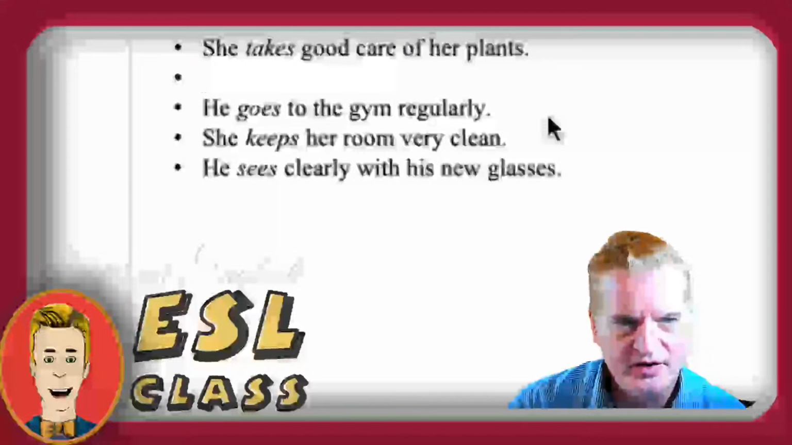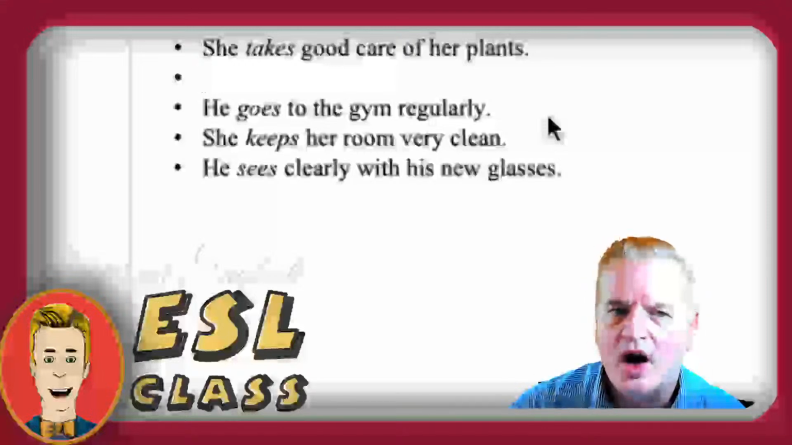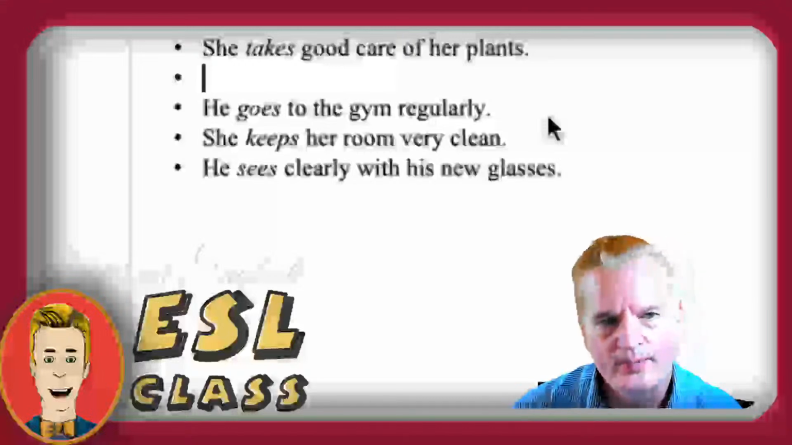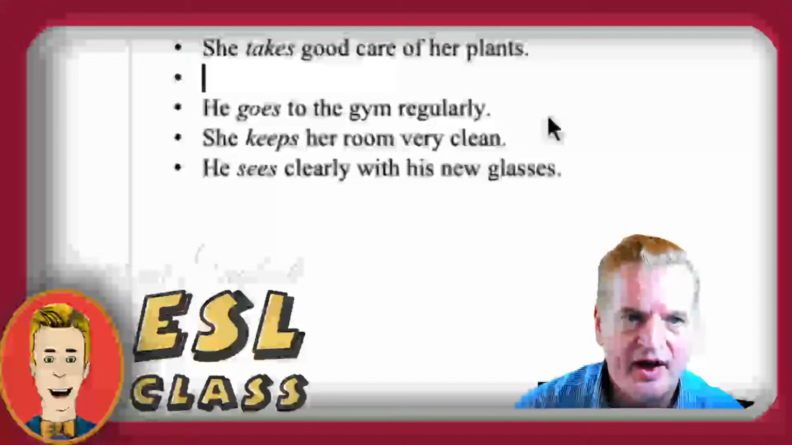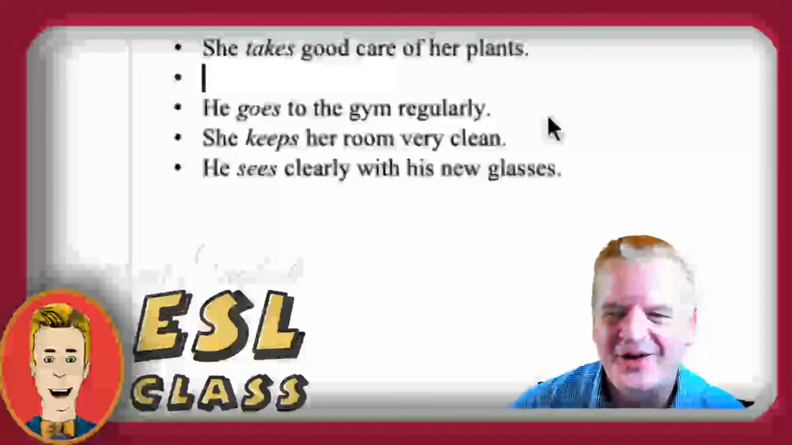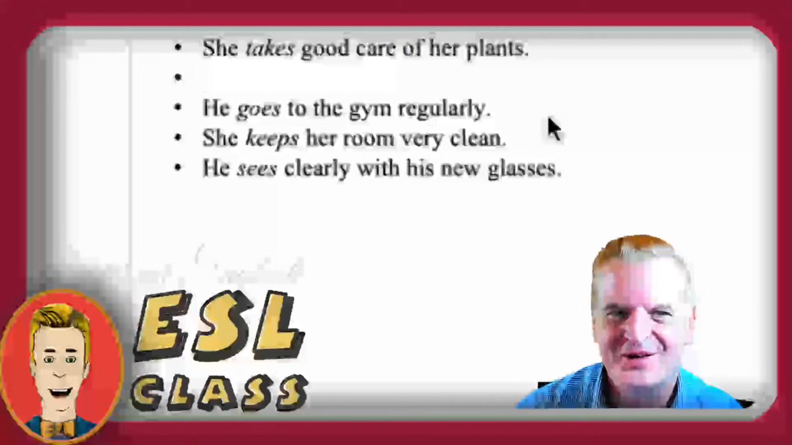Here's our new sentence. She takes good care of her plants. Now, "of her" in spoken English, "of her." She takes good care of her plants. Care of her. That's why you never understand English, because all the words get pushed together. Care of her. That's a hard one. That's a really hard one.